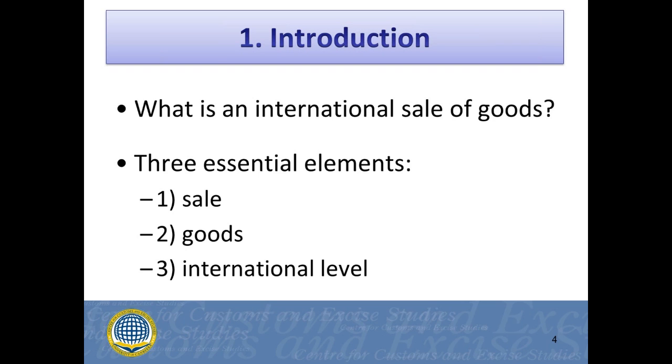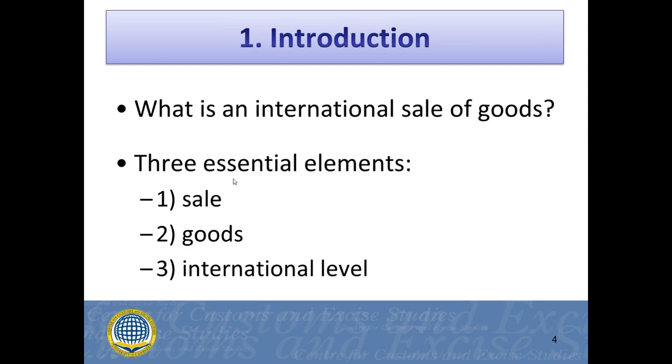So the first question that arises is, what is actually an international sale of goods? An international sale of goods can have different meanings and can be defined in different ways. For example, it can be defined as movement of goods from one country to another, or it can focus on the place of business of the parties to the contract, which is the concept recognized under international law.